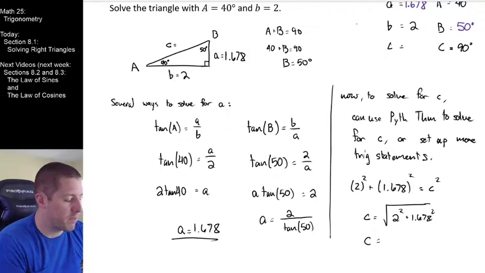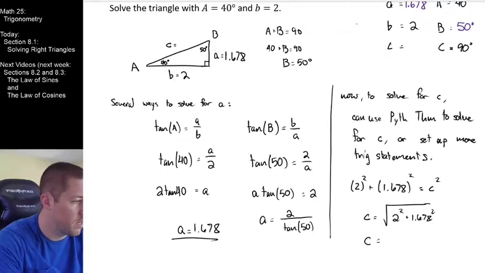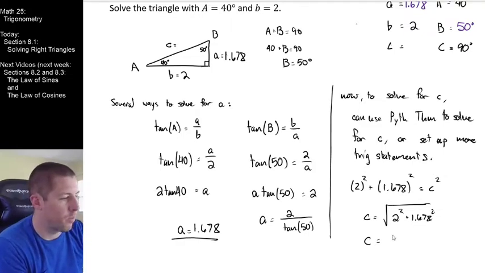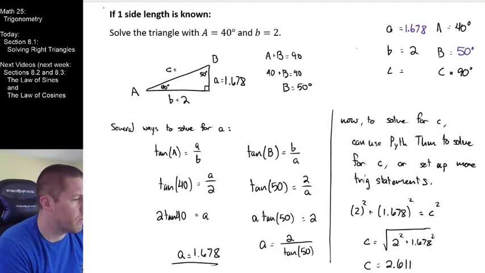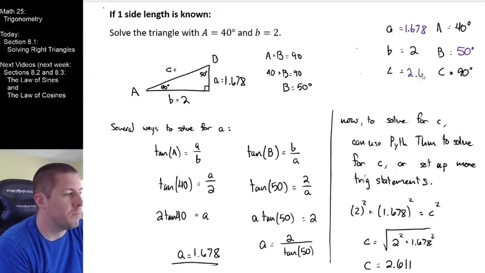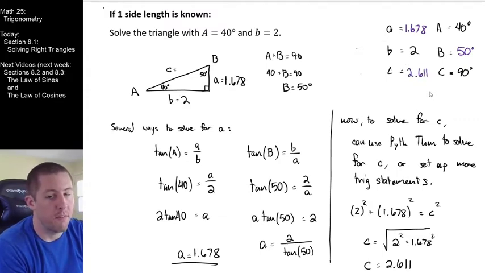I'm going to pop over to Desmos here: square root of 2 squared, which is 4, plus 1.678 squared. And I'm getting 2.611 if I round this to 3 decimal places. Oh, okay, sorry, I was talking myself out of that for a second. There we go. 2.611 seems to be my C value here. So I've solved for C that way.